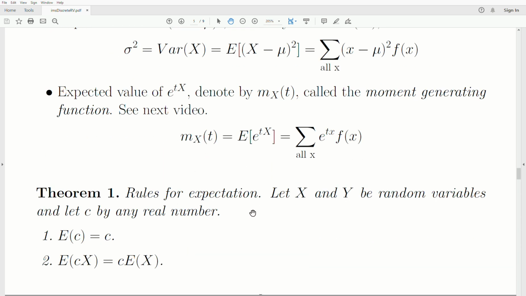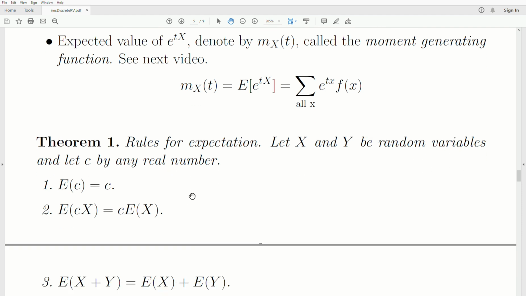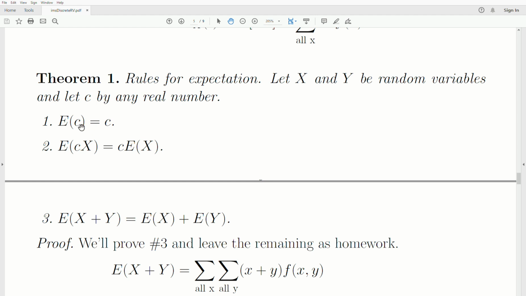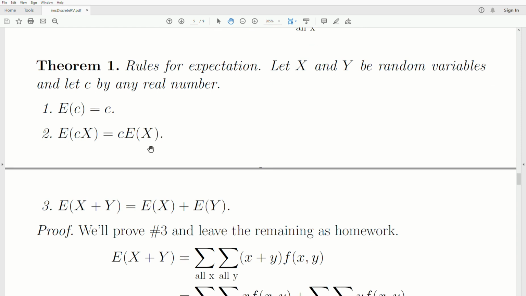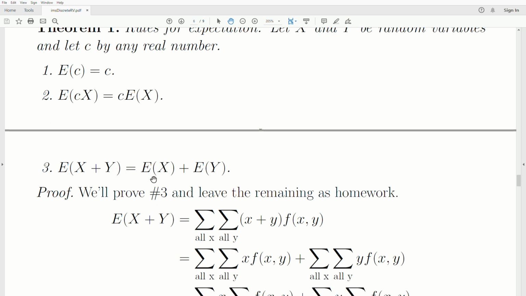Now, some rules for expectation. Let X and Y be random variables and let c be any real number. The expected value of c is c. And if you think about that, what's the average value of c? Well, it can only be c, so it has to be c. The expected value of c times X is equal to c times the expected value of X. The expected value of X plus Y is equal to the expected value of X plus the expected value of Y. So expectation is a linear operator.